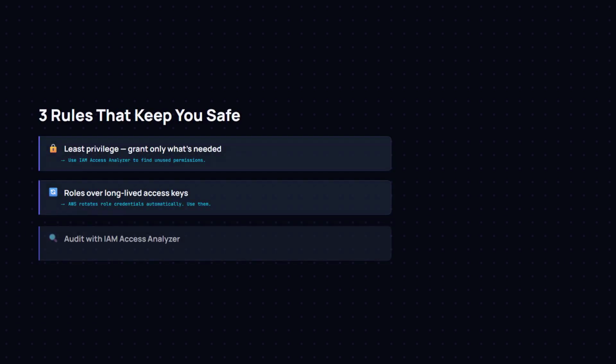3 rules that keep you safe. Least privilege: grant only the permissions actually needed. Nothing more, nothing ever. Roles over access keys. Avoid long-lived credentials entirely. Roles are rotated automatically by AWS. And IAM Access Analyzer. It scans your accounts and tells you which permissions are never used, so you can safely remove them. IAM isn't complicated.